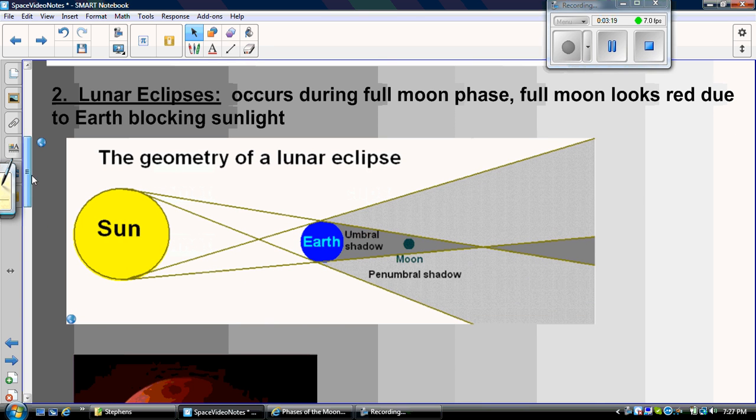Okay, a lunar eclipse is a little bit different. This occurs in the full moon phase. The full moon looks red to the Earth, blocking some sunlight, and the Earth actually transmits some of the sunlight to the moon. So we're going to watch what happens here.